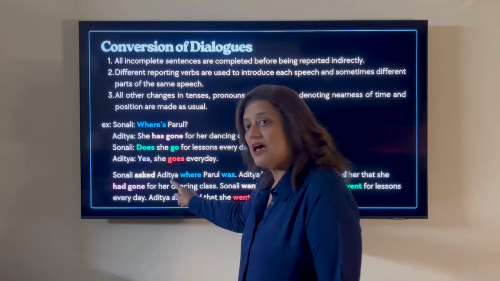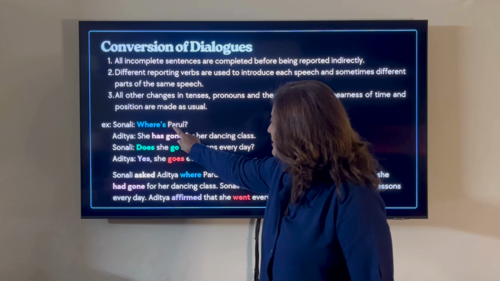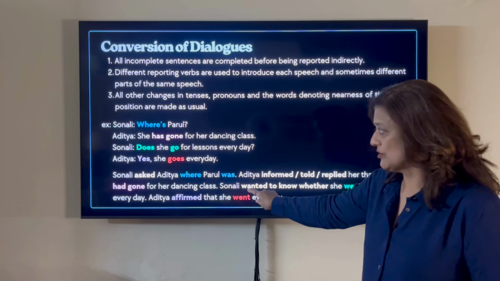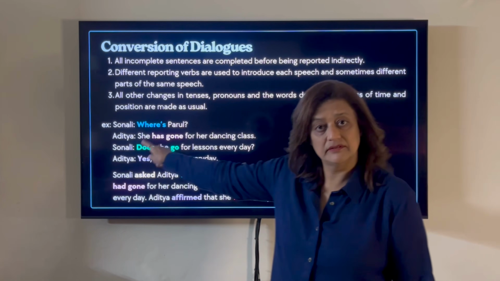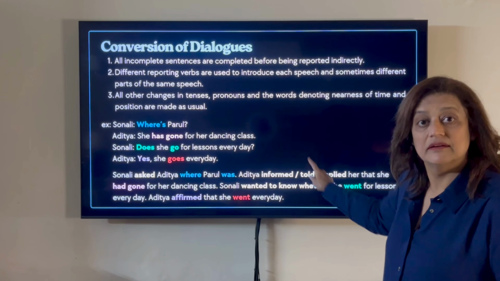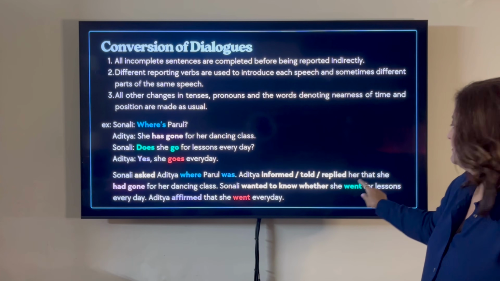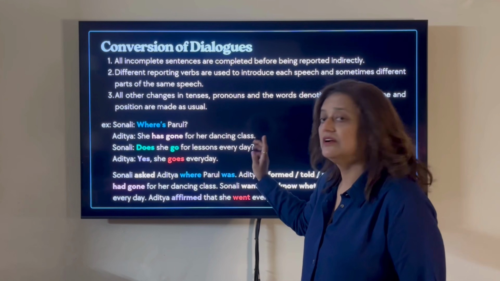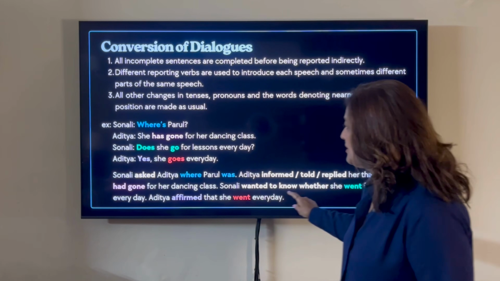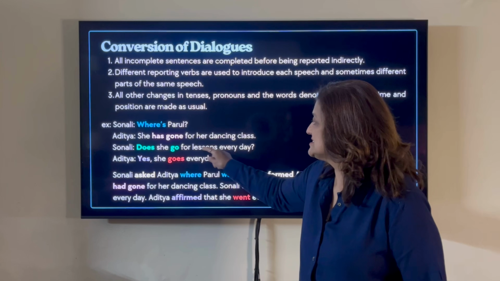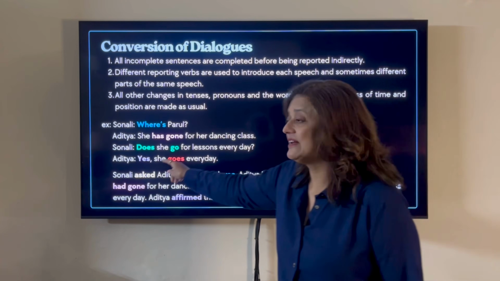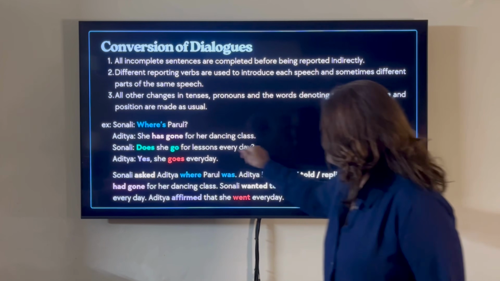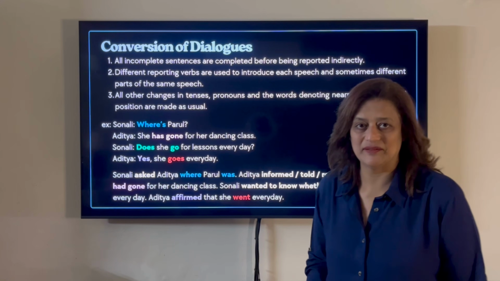Now Sonali asked Aditya where Parul was; the apostrophe s is will change to was. Aditya informed, or replied, or told Sonali that she had gone, has gone will change to had gone, for her dancing class. Sonali wanted to know whether she went for her lessons every day, because when she says does she go for lessons every day, go will change to went.